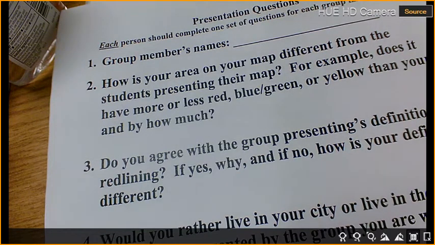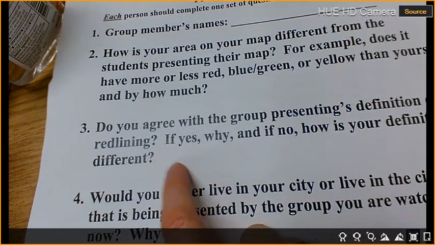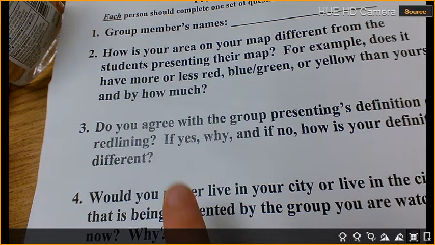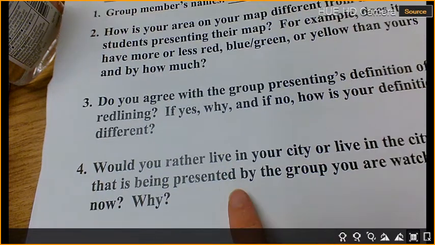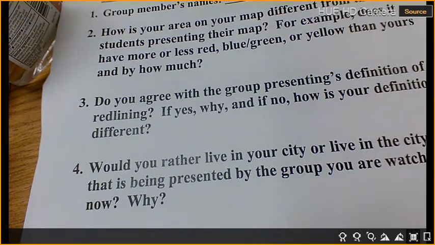You need to look at the map and really explain how much percent is red, blue, green, and yellow so that you can tell the difference from your own map. Okay? Do you agree with the group's presentation definition of redlining? So you're going to have to say what your definition of redlining is so that people can compare it to their own. And you don't really need to say much about number 4, but you're presenting your city.